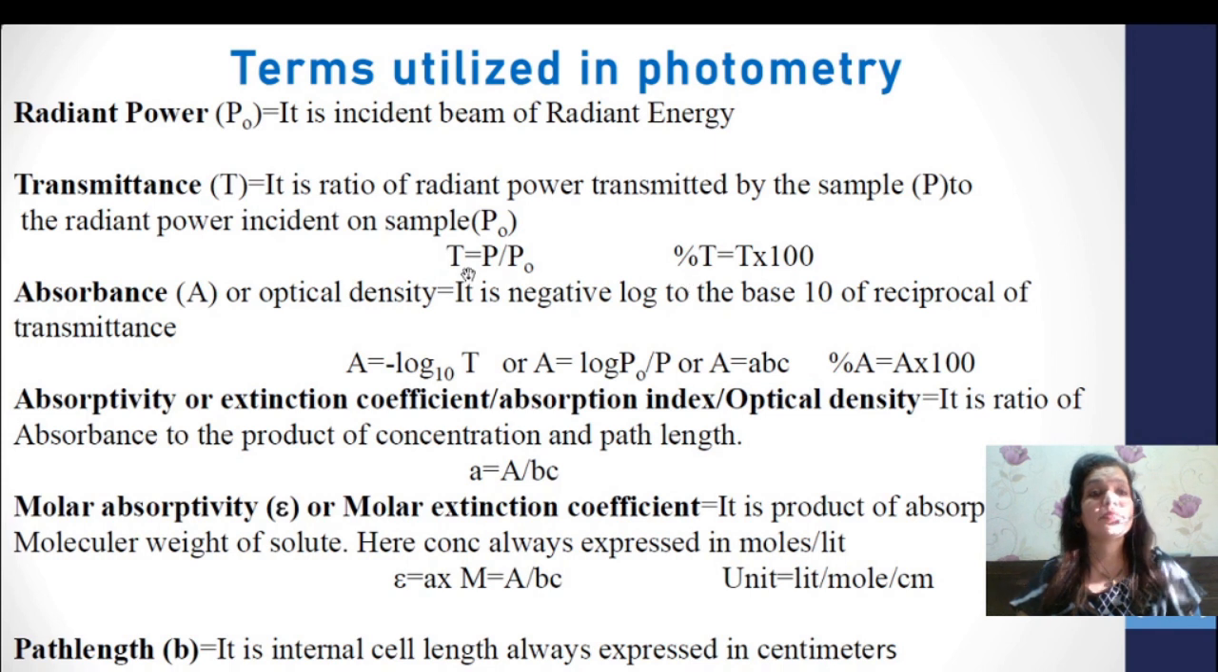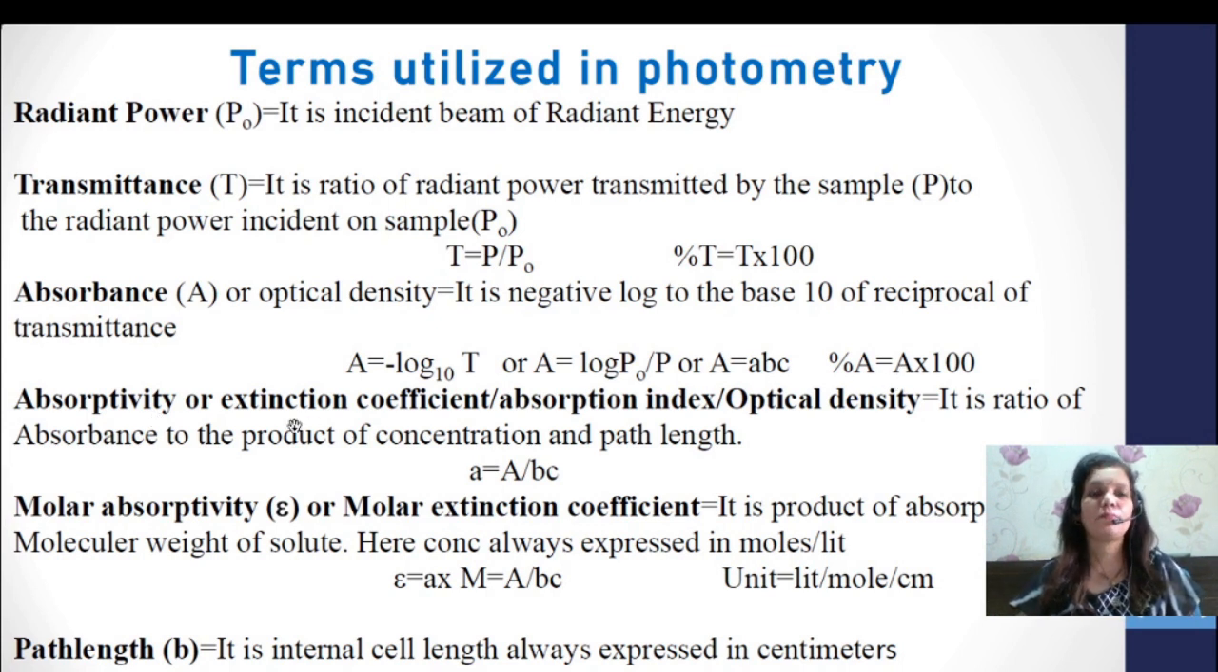Percent transmittance we can calculate from this equation as percent T equal to T into 100. Absorbance, which again we can call optical density, is negative log to the base 10 of transmittance, or A equal to log of P0 upon P. We have utilized this term in our derivations, or A equal to abc or kbc. Very good. Percent absorbance equal to A into 100.